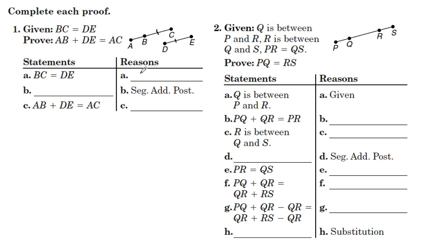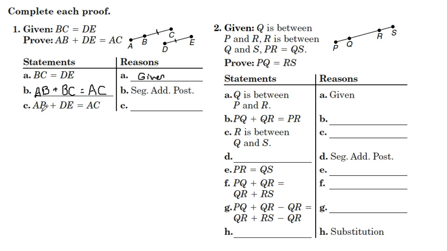Almost every time, the first reason in any proof is that BC is equal to DE, that is a given. The next statement has to do with the segment addition postulate. That allows us to write that. The only segment where it could be applied is segment AC, and if we say segment AB plus segment BC, that's going to equal the entire segment AC. That is how the segment addition postulate works.